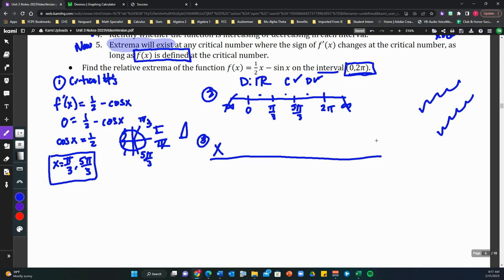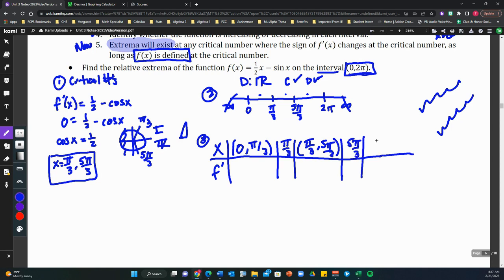Step 3, now we're going to set up our chart, and we're going to test our values of f prime. So when I said it looks different, it's really just because we're not starting and ending with the infinity. So in this case, we're going to go 0 to pi over 3, then stop at pi over 3, then pi over 3 to 5 pi over 3, stop at 5 pi over 3. Again, we always want to stop at these critical numbers, especially now when we apply the first derivative test, because these could turn into these extrema, and so we want them listed there already. And then our last interval, 5 pi over 3 to 2 pi.